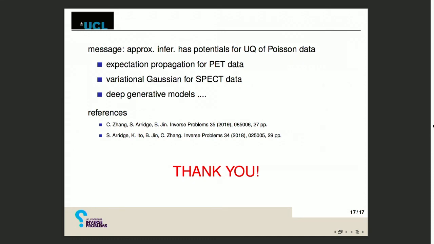So with that, I think I'm ready to summarize. I hope I have convinced you that the approximate inference techniques, which have been quite widely studied in machine learning, actually have some potential for uncertainty quantification for Poisson type data. I have shown you that at least expectation propagation works reasonably well for PET data. And the variational Gaussian approximation also works reasonably well, at least for a simplified SPECT model.